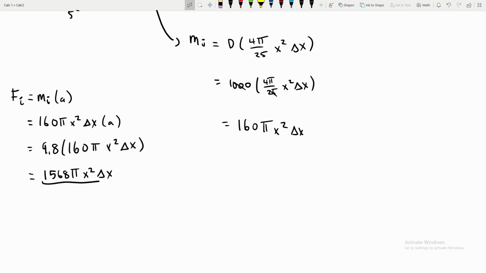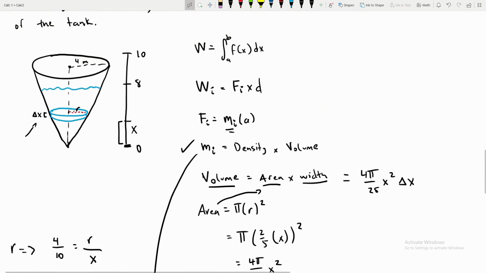We have figured out what the force for the ith layer is, and it's important that the ith layer is arbitrary, meaning we don't really know what it is, and we've left it up to choice by using this dynamic distance, by saying we don't know what the distance is, it's just going to be x. So again, now we figured out F_i, and now we can plug F_i in here and figure out the work done at the ith layer.